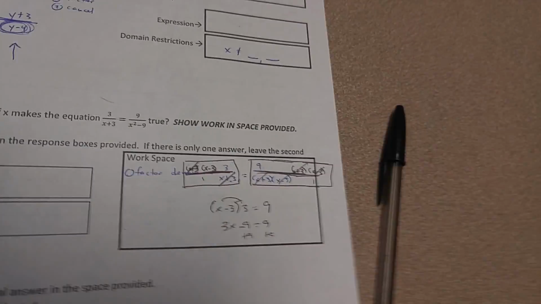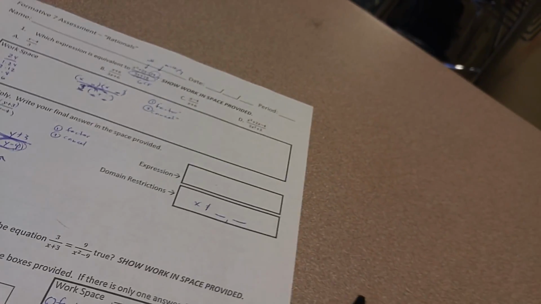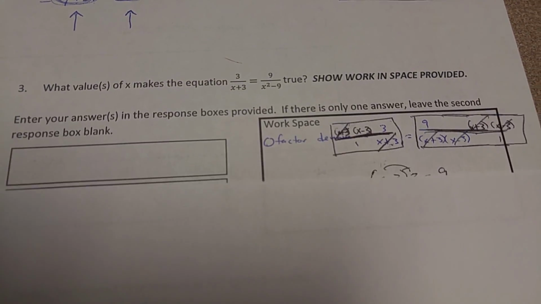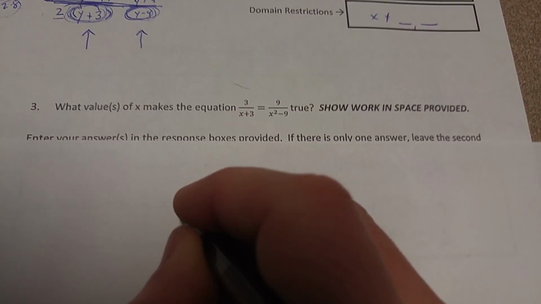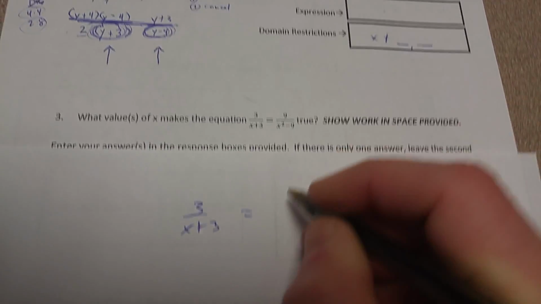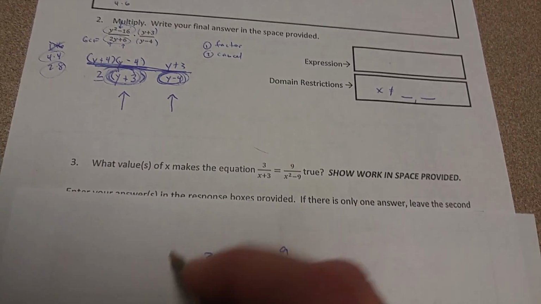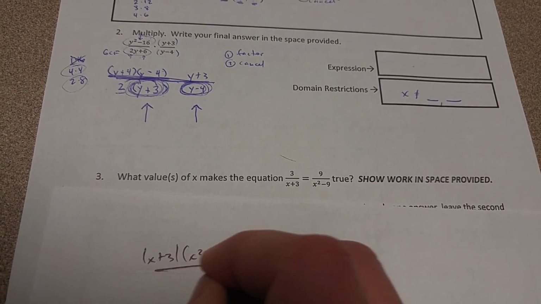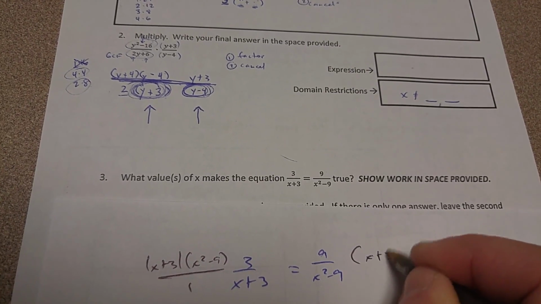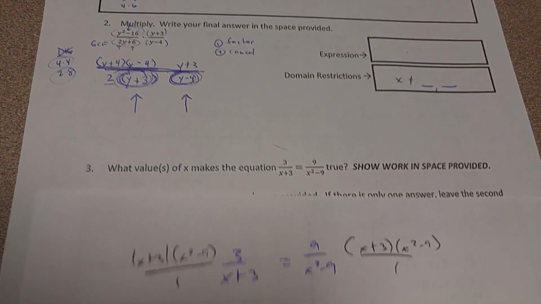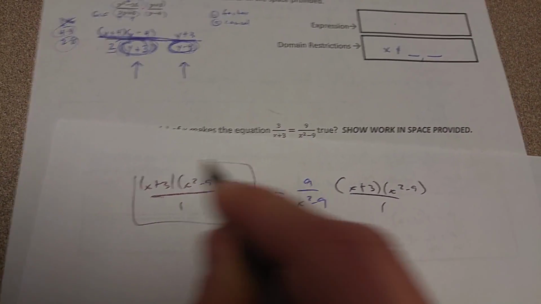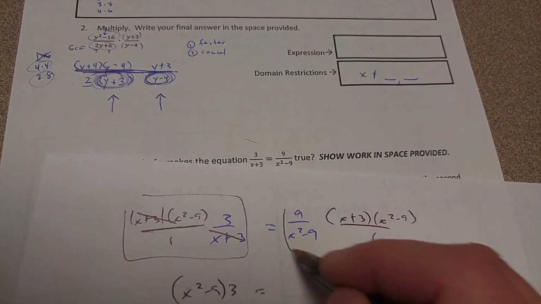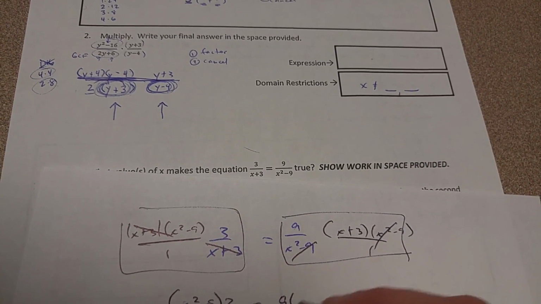What some people were doing is they were not factoring the denominators. So they were just starting with the original problem here. And they were just from here saying, well, I see an x plus 3. And I see an x squared minus 9. Okay, and then they took this side, and they canceled, and they had x squared minus 9 times 3. And then they had this side, and they canceled, and they had 9 times x plus 3.